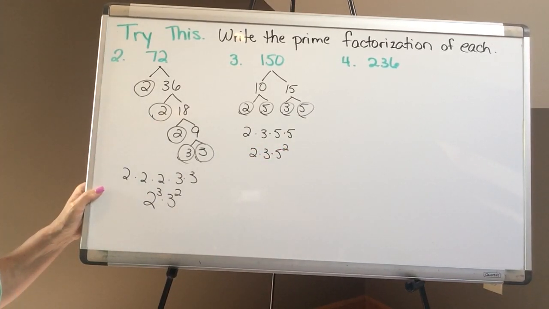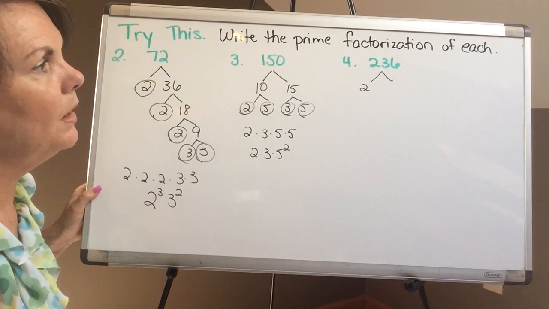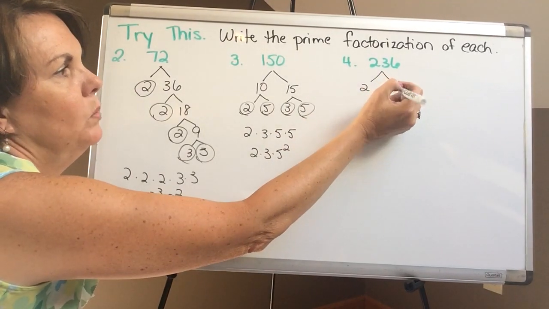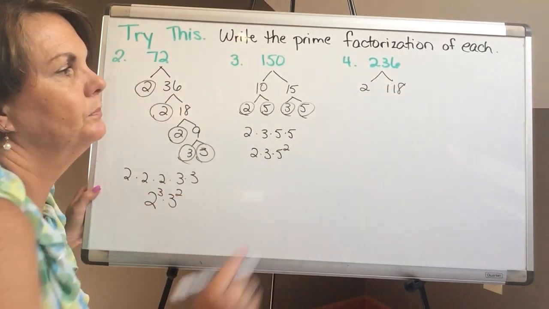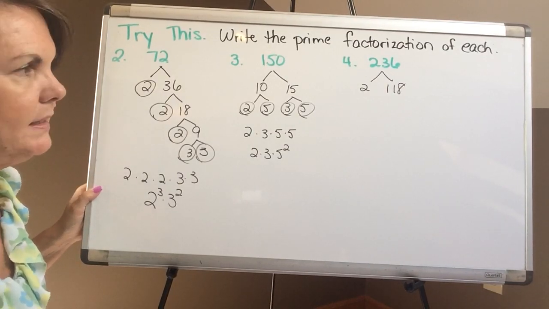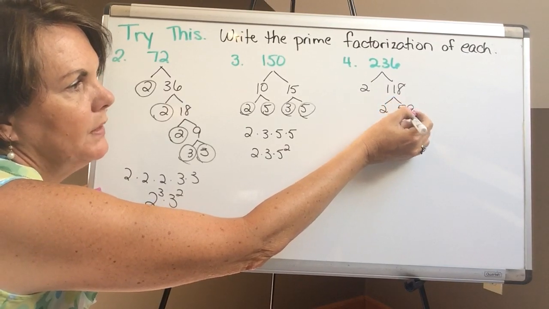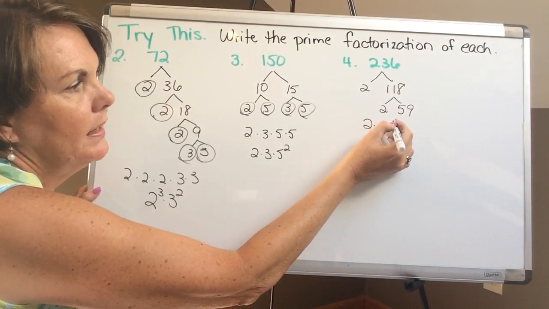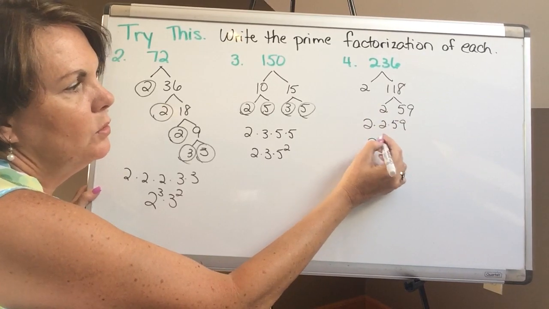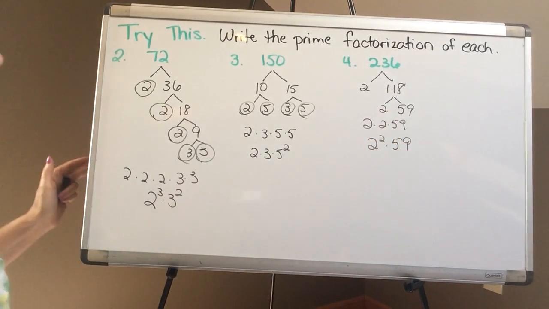And look at the number 4,236. I'm going to say 2. All right. That's going to be 1 half of 36 is 18. So 2 and 118. Then I'm going to say, okay, this is even, so I have 2 and 59. And that's all that I can do. So this is going to be 2 squared times 59. Okay.